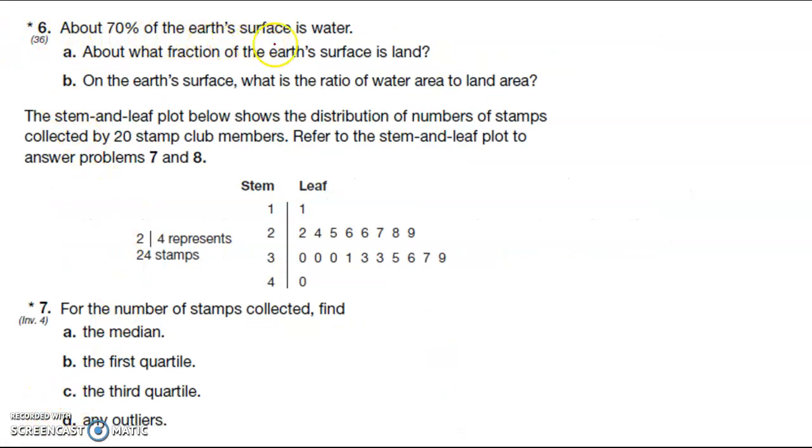About 70% of the Earth's surface is water. What fraction of the Earth's surface is land? So if 30% is water, what percent is land? And then we know that percent is equal to per 100. So you should be able to do A. On the Earth's surface, what is the ratio of water to land?